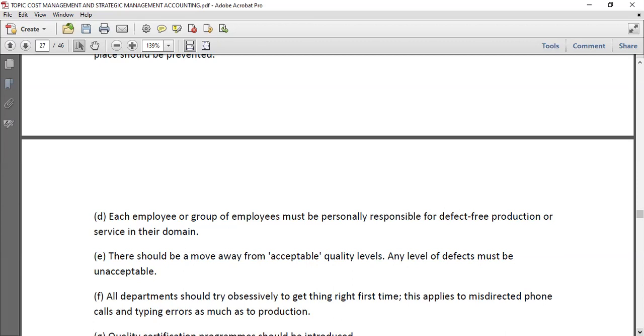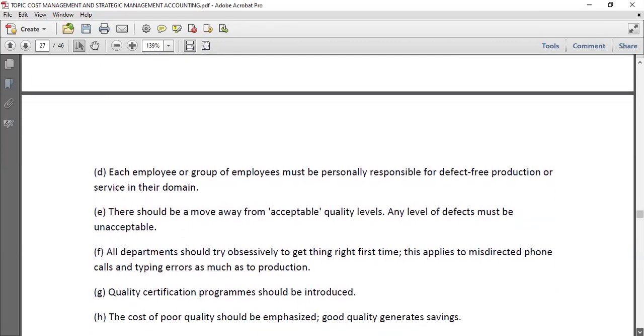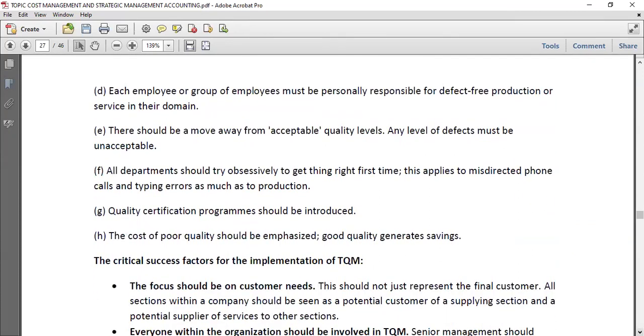Remember, we are saying total quality management, okay? Yeah. So we also say that total quality management, all functions, so all departments should be obsessively trying to get things right the first time, okay? Yeah, so we should also have quality satisfaction programs. I think like the way we have UNBS, we have other international ISO, international satisfaction organizations. We have different, so we should be able to have those as an organization, okay?